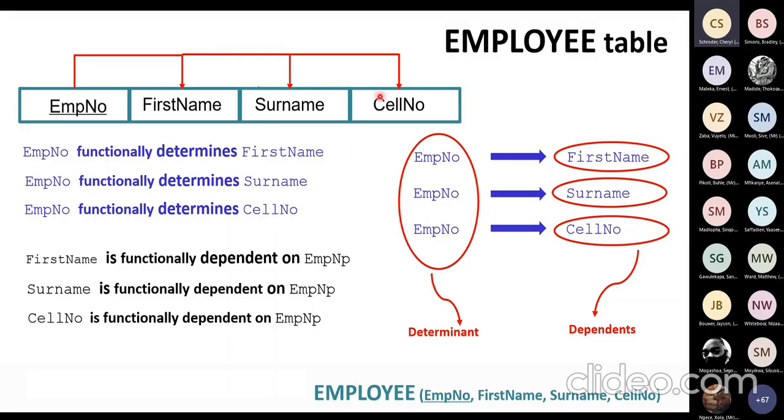And then if we read it in the opposite direction, this way it was saying functionally determines, and if we read it from the attribute side, we're going to say cell number is functionally dependent on employee number. So the value in here depends on what value is in the emp number or in the determinant field.